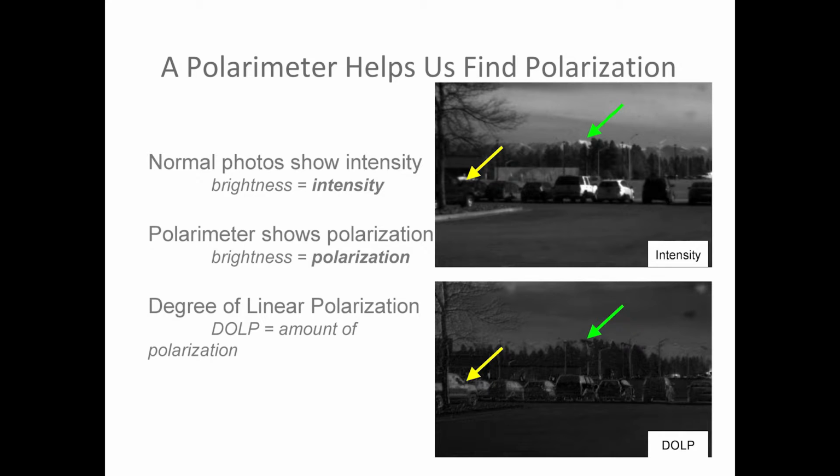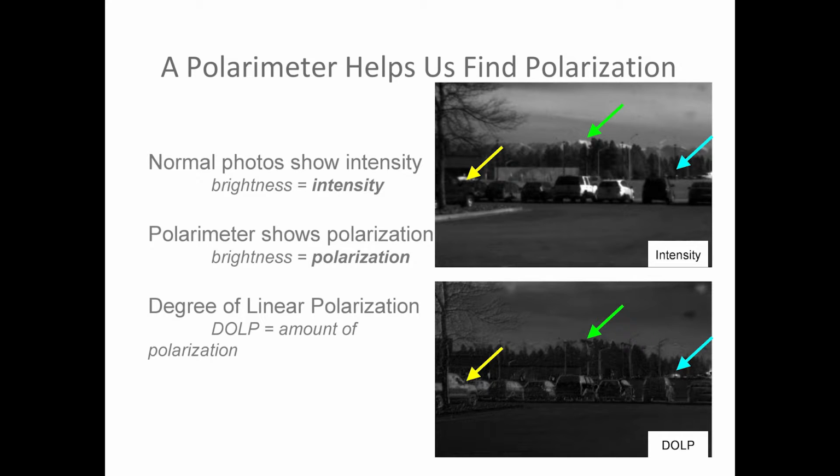Conversely, on the mountains here, you can see that the snow on the mountains is a very coarse material. It's not smooth at all. So when light reflects off it, it reflects randomly, and that depolarizes the light. So it might be very bright in the regular image, but on the polarimeter image, it's very dark. You can't even really see the mountains.